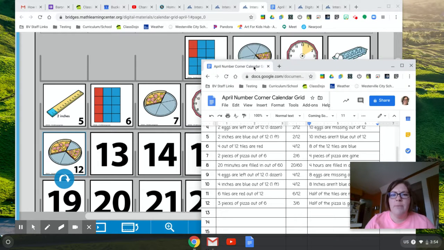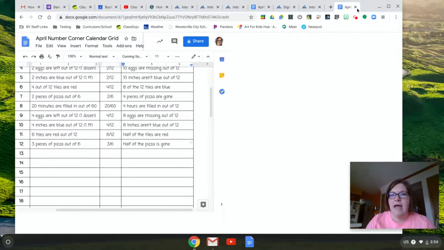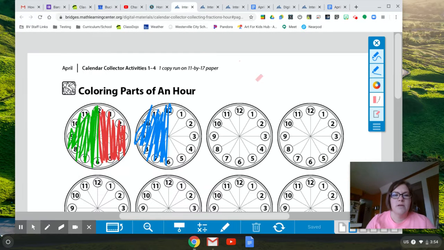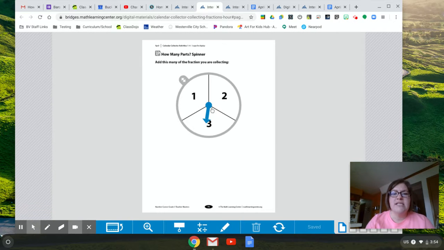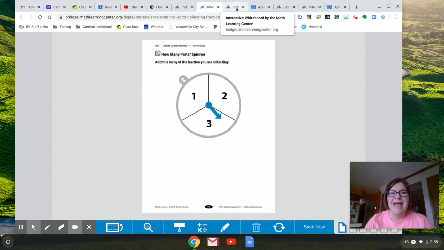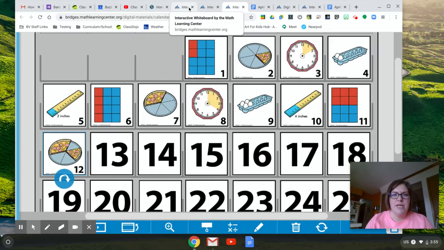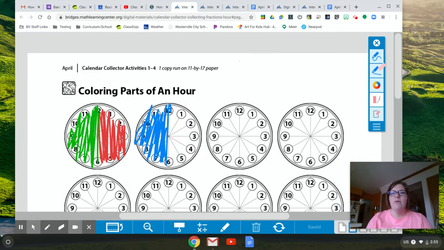Let's go ahead. We're going to put that one away, and we're going to move on to our calendar collector. Remember, we are collecting half hours. Here was what we had yesterday. We had 1, 2, 3 of our half hours. So let's spin and find out today. Oh, today we're adding 3 again. Whoa, so let's go ahead and look here. We're going to add 3 more half hours.